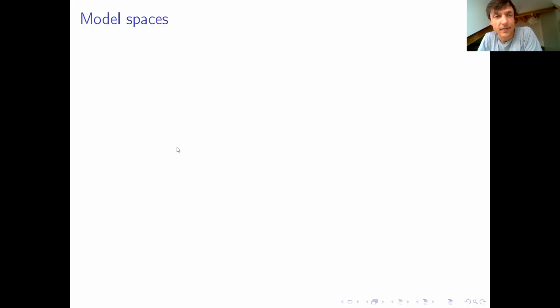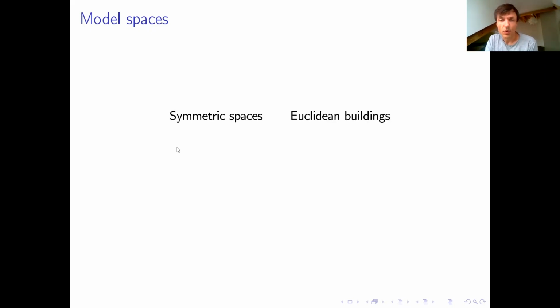But there is more, and the most interesting examples are these model spaces. They come in two kinds. So there's symmetric spaces of non-compact type, which, if negatively curved, are also rank 1 symmetric spaces. But if the symmetric space is not negatively curved, then it's going to have higher rank. And there's a second kind, which is called Euclidean buildings. I'm not going to define them, but I'll just tell you how to think of them.